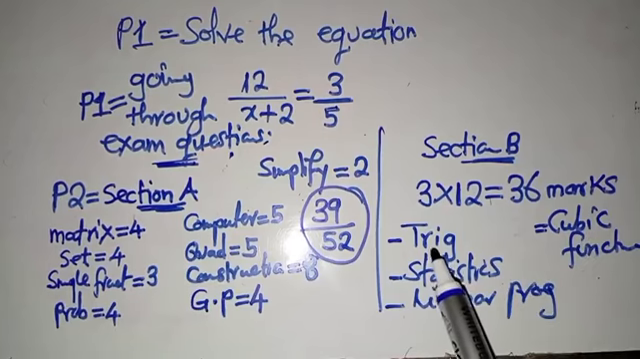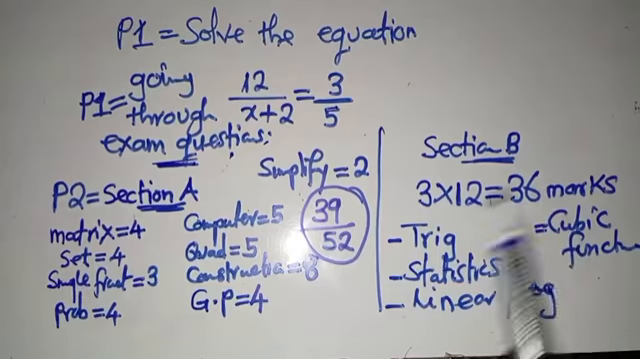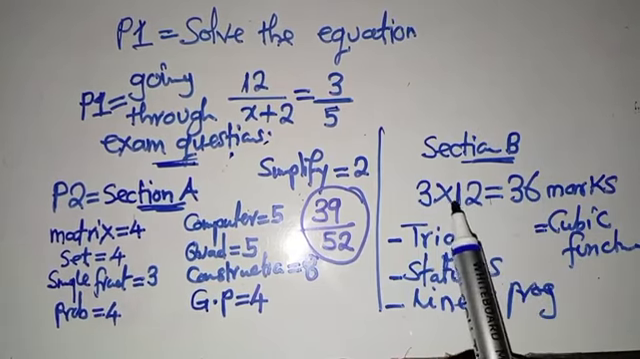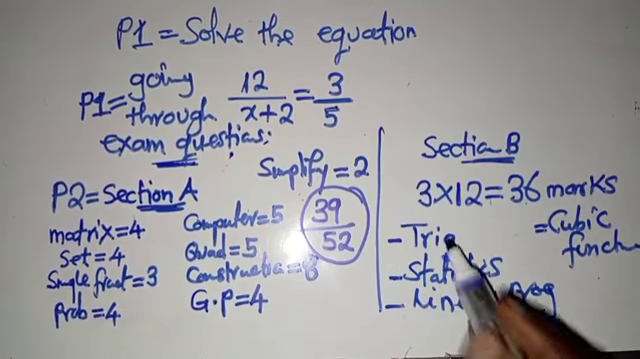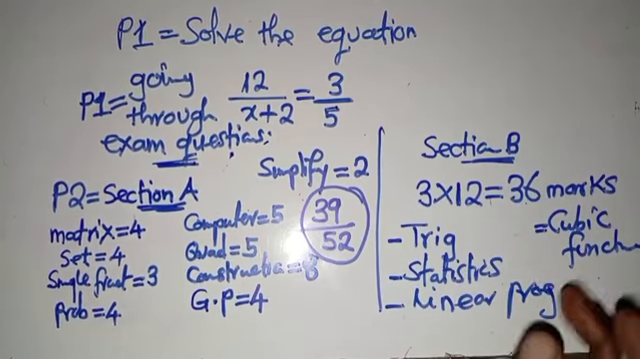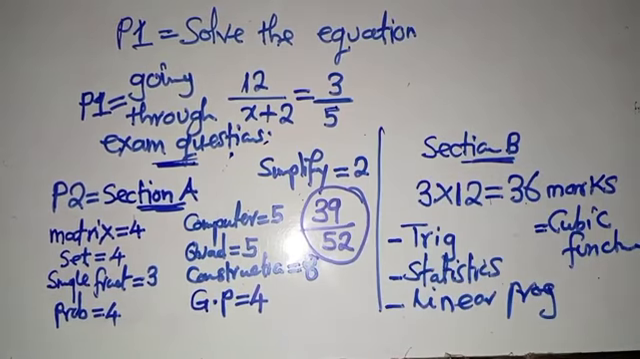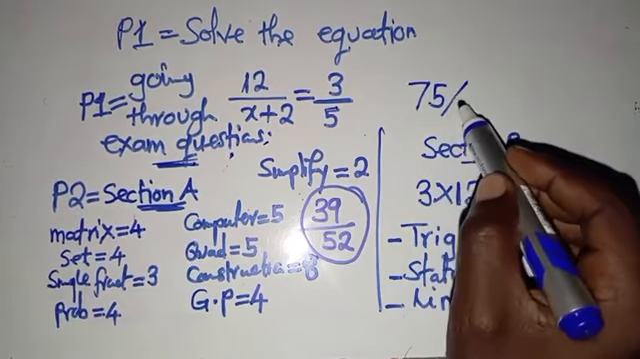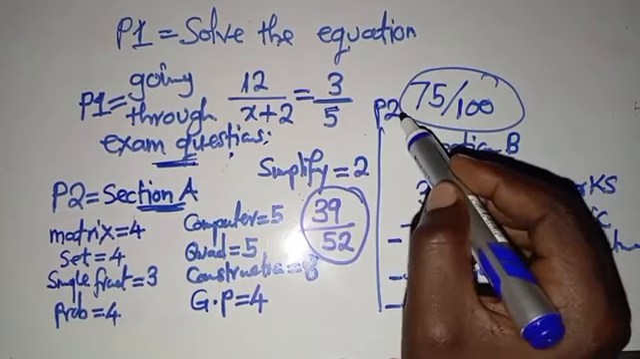Here you pick 1, 2, 3, 4. These are the ones that I recommend for you. You say, okay, I can get 36 out of the 48 marks given. If I answer these, I'm able to generate 36 marks. So if you add 36 plus 39, you are going to get 75 out of 100. That is paper 2.